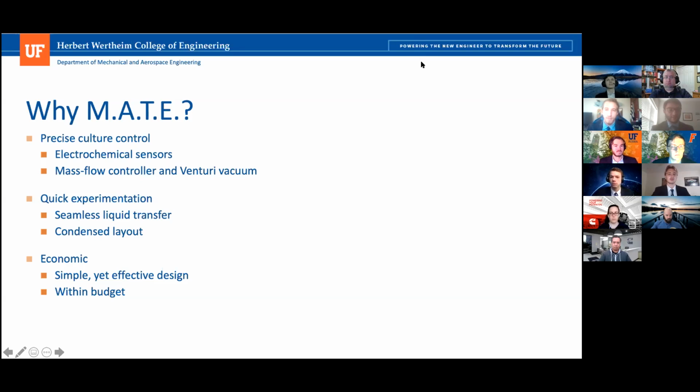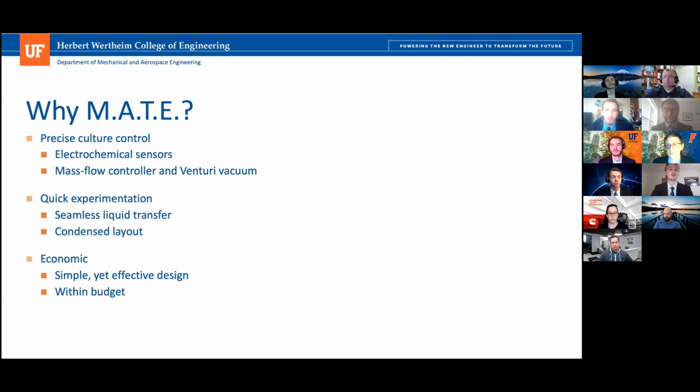Why Mate? One, we have precise culture control. We use electrochemical sensors, which are more accurate than other methods of determining the amount of each gas. Also, we use a mass flow controller with a hose as short as possible to the gas tanks, which will create less residual gas and be more accurate overall, as well as a venturi vacuum, which can help us control gases exiting the system as we want it and not unwanted exits.